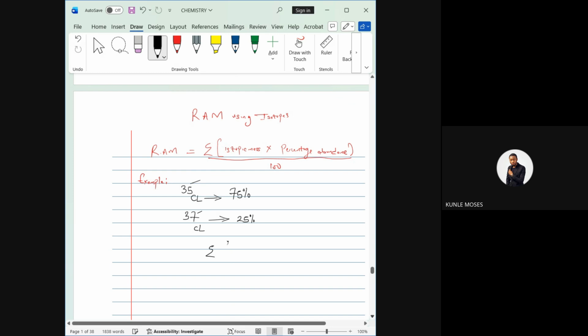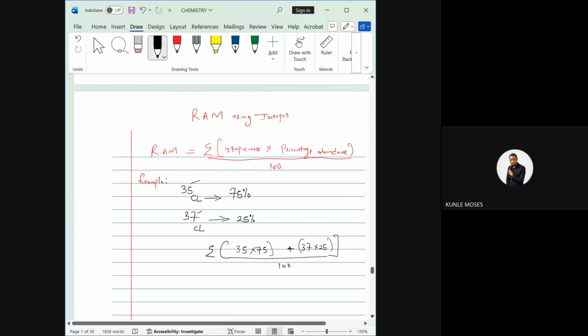So if you have to go with the formula, that would be summation of what? That means we are adding the first isotopic mass, that's 35 times the percentage abundance, which is 75. Then we add the second one, 37 times 25. Then you close the big bracket. Then you divide it by what? 100.